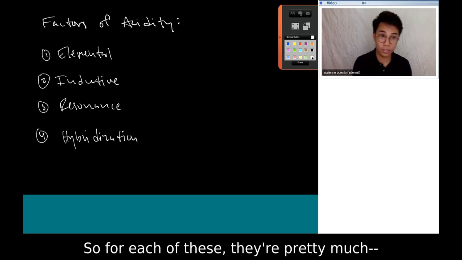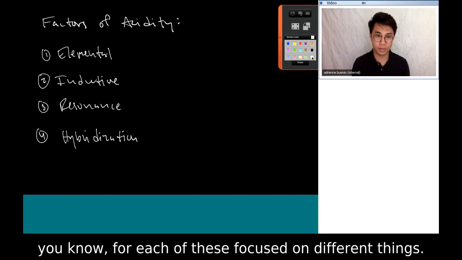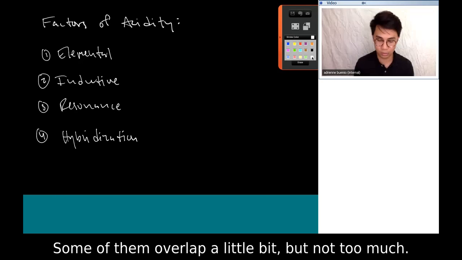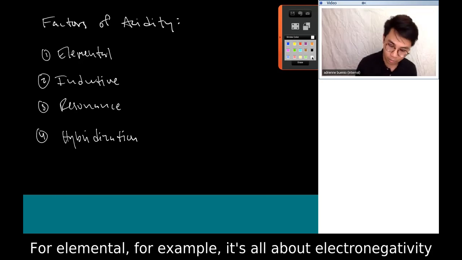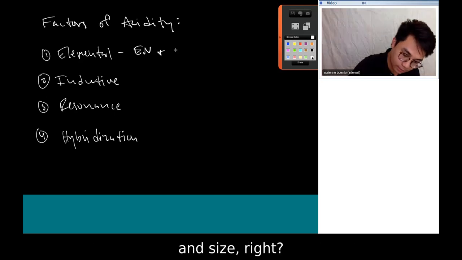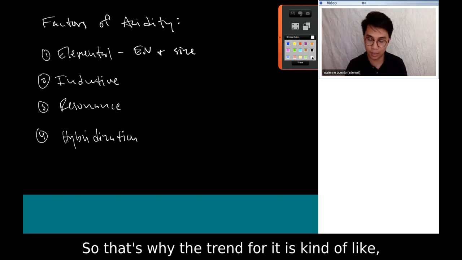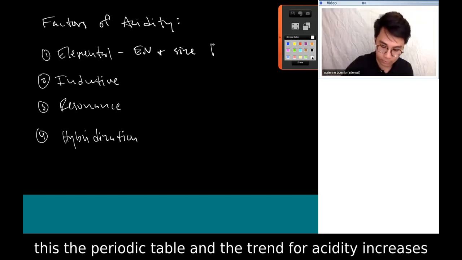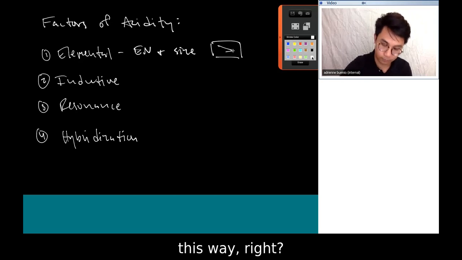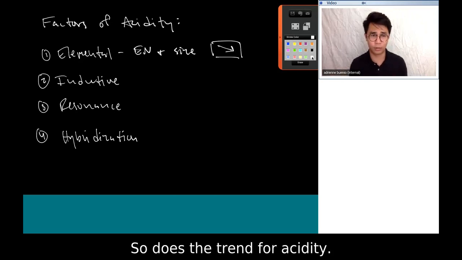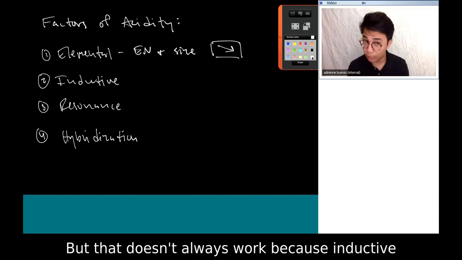Each of these focuses on different things. Some of them overlap a little bit, but not too much. For elemental, for example, it's all about electronegativity and size, right? That's why the trend is like a periodic table, and the trend for acidity increases this way, right? So that's the trend for acidity.